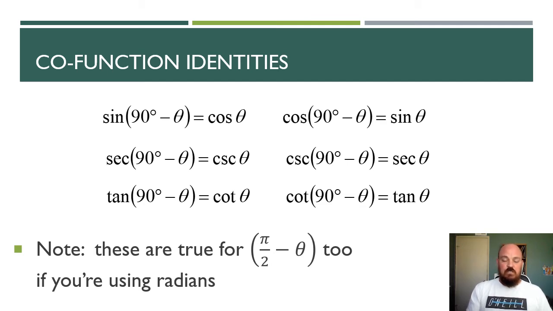Now, I've been using degrees for my example because we were talking about a right triangle. It, of course, works for radians too. So if any of those 90 minus thetas were pi over 2 minus thetas, same thing, same identities.